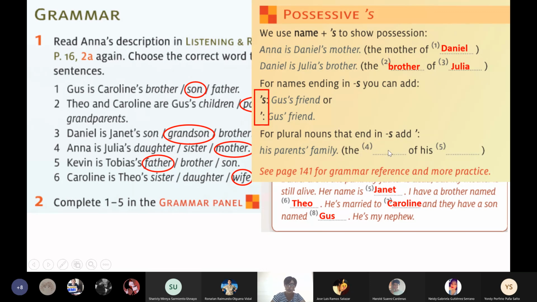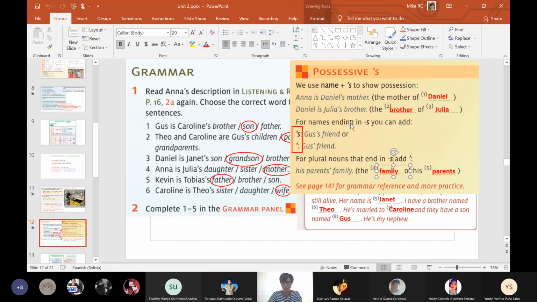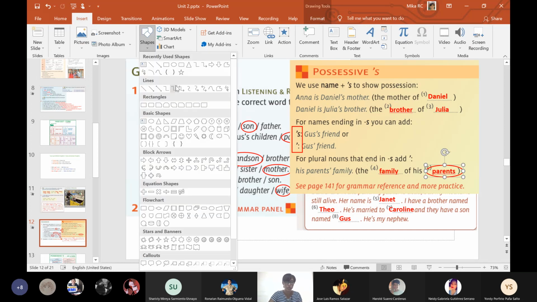So, number 4, the parents of his family. No, it will be the family of his parents. Yes, the family of his parents. A ver, vamos a hacerlo de esta forma. Nosotros en español decimos la familia de sus papás, ¿no? Aquí vamos a hablar de la familia de sus papás. So in English, what we're going to say is we're going to change the position. Let me look for this. So, si queremos hablar de la familia de sus papás, primero ponemos papás, parents, right? So we're going to put, first of all, parents, and then we're going to put family. So give me a second, I'm going to move this.